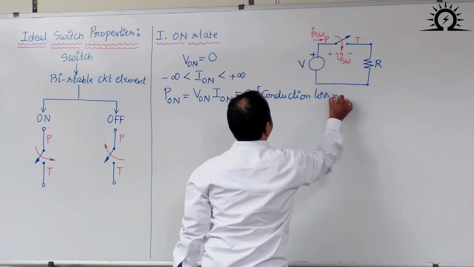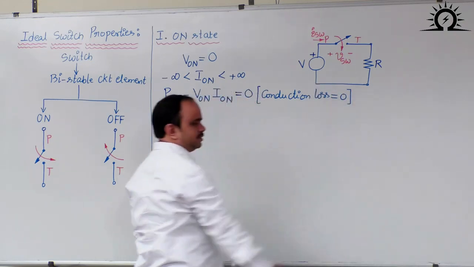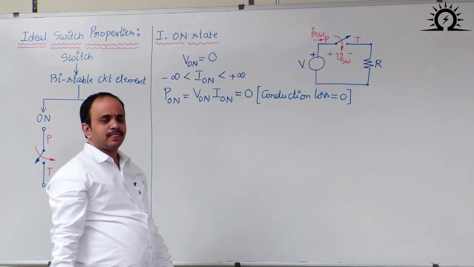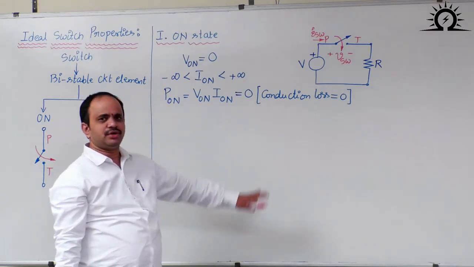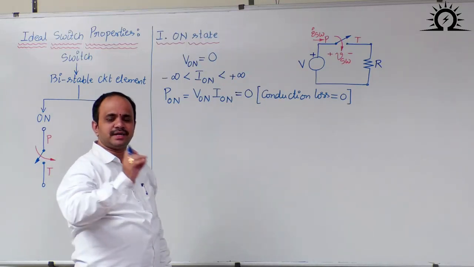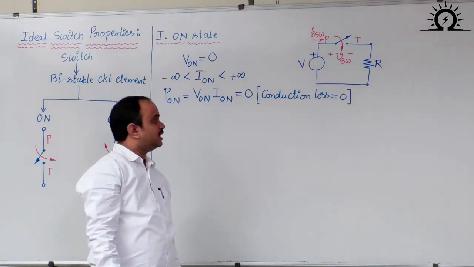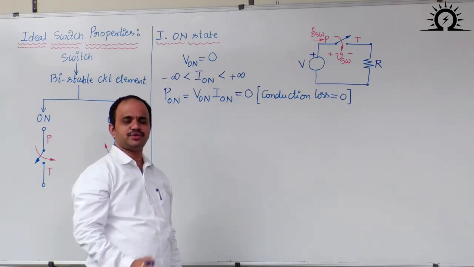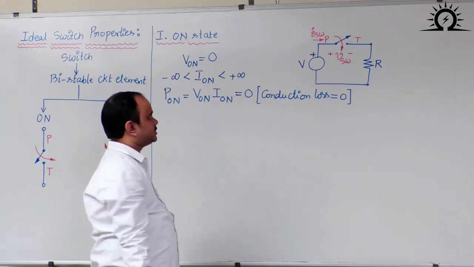We can call it conduction loss. So ideal switch conduction loss is equal to 0. What is the main reason for that conduction loss to be 0? That is due to 0 voltage drop across this switch during its on state.